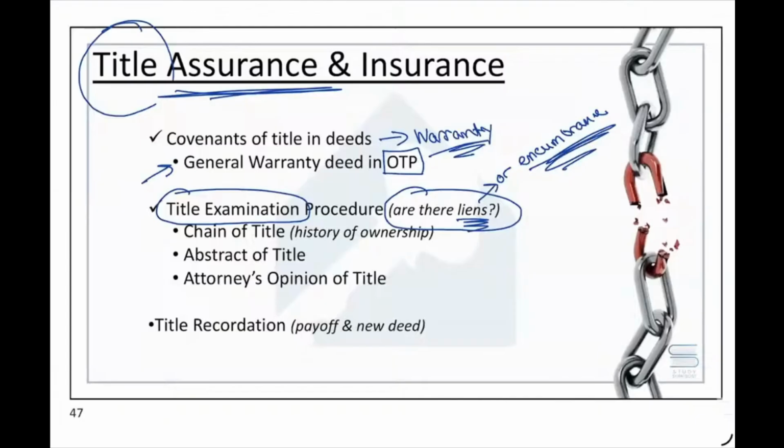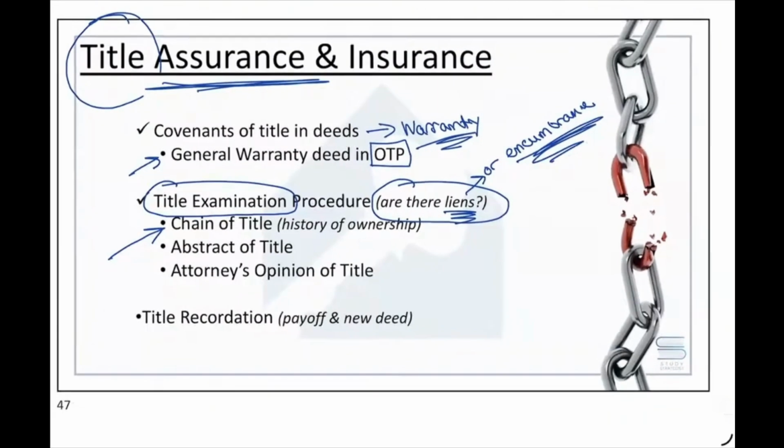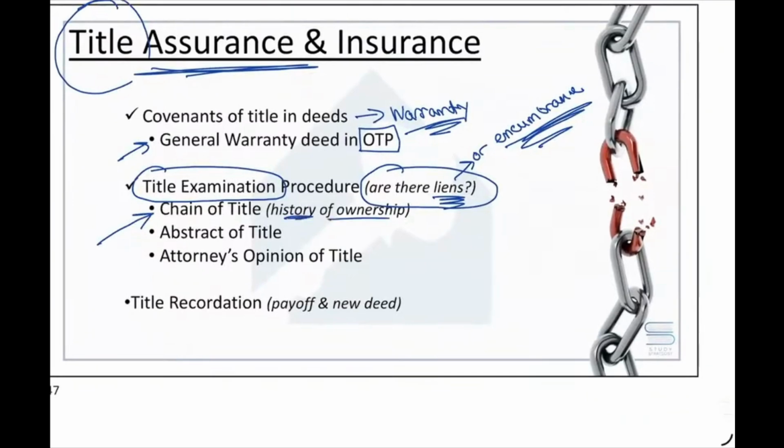Now, when the person goes to check the Register of Deeds, they're getting a chain of title, which is just a history. This person begat that person, who begat this person, who begat that person. You could do an abstract of title, which is, in your opinion, when you get some more details, what do you think is going on here? But you're not an attorney. You can do research as a non-attorney, but at the end of the day, they want somebody with a legal degree to look at everything.